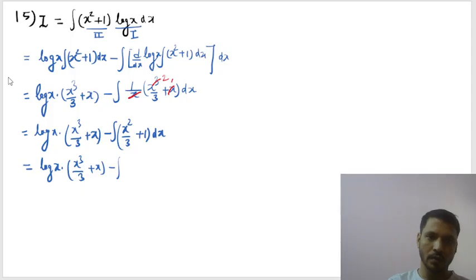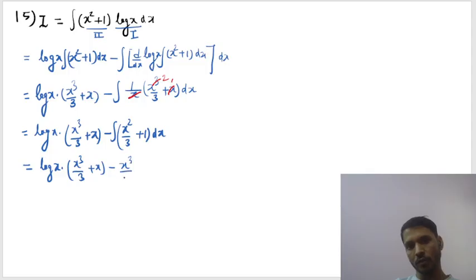Now, finally, we are going to write the final answer, so we don't need to take any bracket or integration sign. Now the integration of x square will become x cube, and 3 was already there, so 3 into 3 is 9, and then here also it will become minus x, and then plus c. So this is the answer.